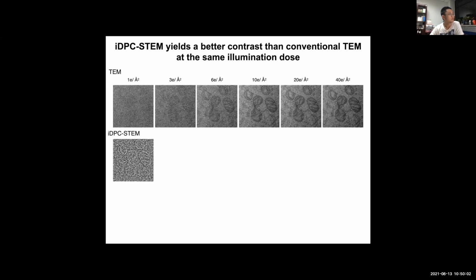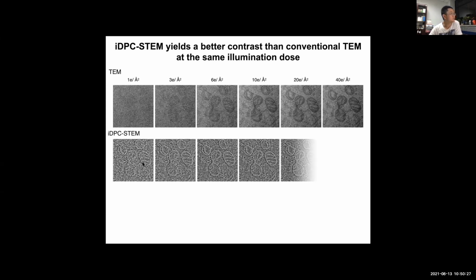So here, this is an ITP system. As you can see, even at the minimum dose condition, the ITP system can still yield a fair contrast. We can see the double membrane ultrastructure of mitochondria. We also can see some protein particles outside. And when we increase the dose, the contrast is improved as expected.